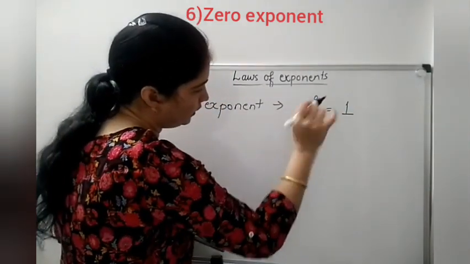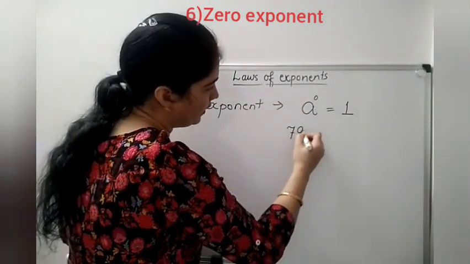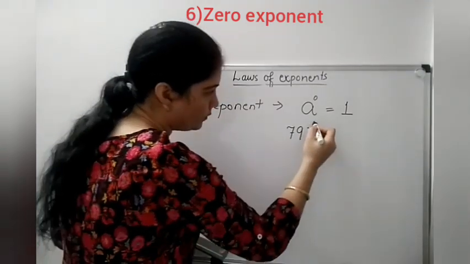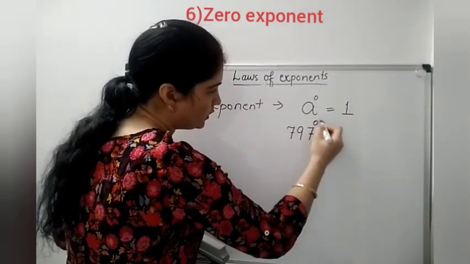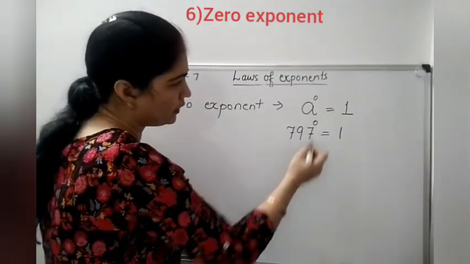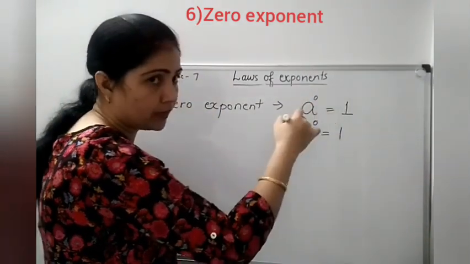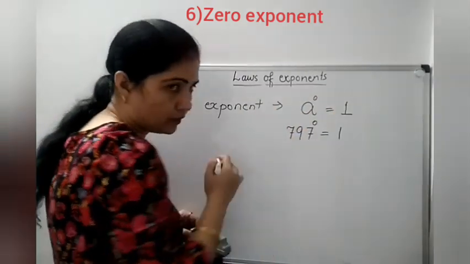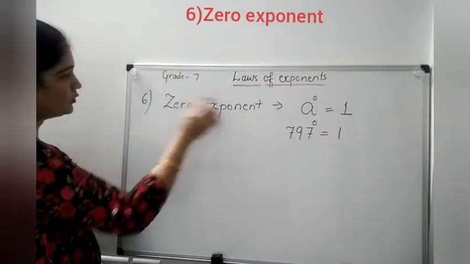If there is a number a and its exponent is 0, the value will always be 1. Suppose I am taking 797 raised to the power 0. When I solve it, the value will always be 1. Any number having 0 as its exponent has the value 1.